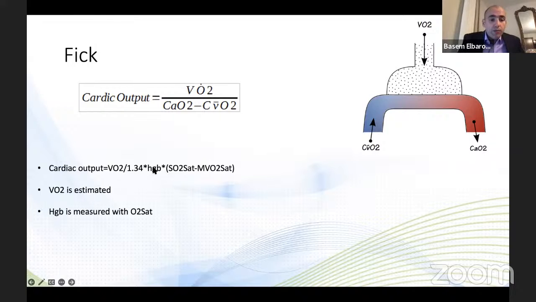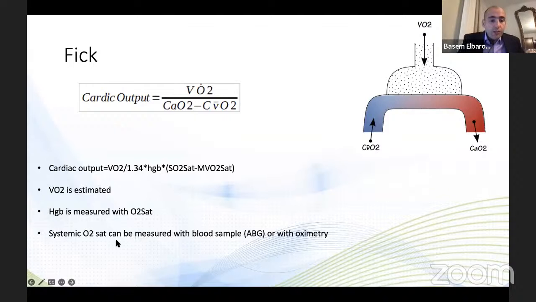And then you need the hemoglobin. When you do oxygen saturation, the device will also give you the hemoglobin concentration. So make sure that the hemoglobin measured in both samples is similar. Okay, so that's how you get the hemoglobin. Easy. Systemic oxygen saturation can be measured with a blood sample. If you're doing a left and right heart cath, you can do a blood sample. You can take an ABG, or just use oximetry, which is what I usually would do.